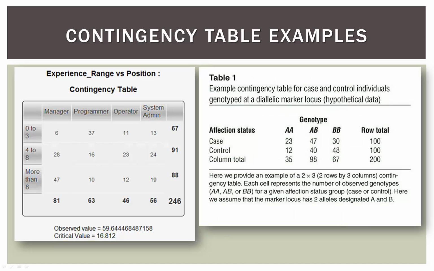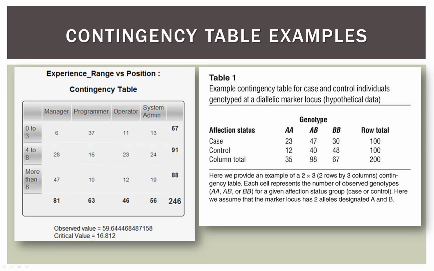Here's another contingency table, and this is a type of genetic research experiment or something like that. So we have genotype along the top, AA, AB, and BB. And then on the left-hand side, we have a case and then a control group. Now what makes a contingency table are the row totals and the column totals.